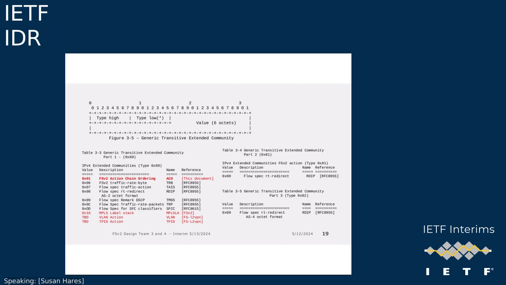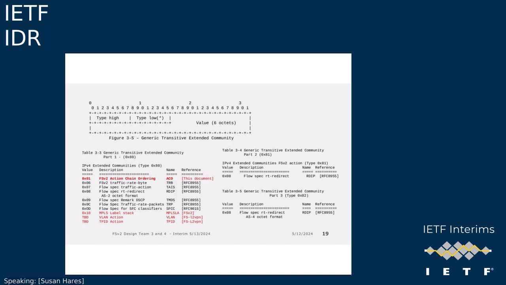Let's look at how some of the generic extended communities have been added to for non-IP. There is the addition of this ACO, which I think is a good basic. And then there have been additions for the MPLS stack that was included in the original FlowSpec V2, and the VLAN action and TPID action that are from FlowSpec VN. It is my intent to pull those MPLS, VLAN, and TPID off of the basics, but keep the action chain ordering.